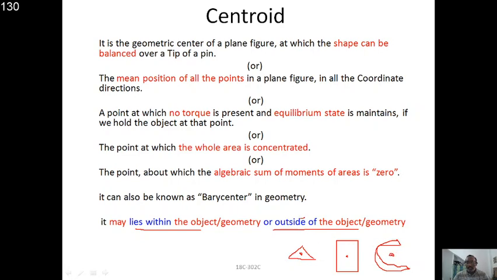So now it means it is outside, not within the object. The object is this one. But material is not there. This is a hollow portion. Within the hollow portion, the centroid is placed. Hence, this is outside of the object also. So the centroid can lie within the object or outside of the object.